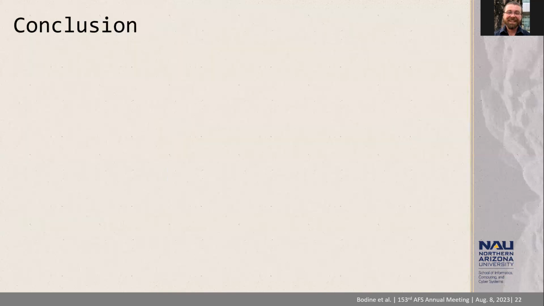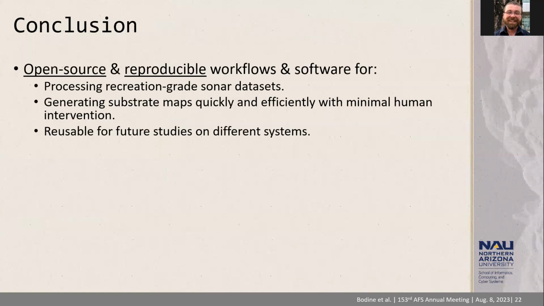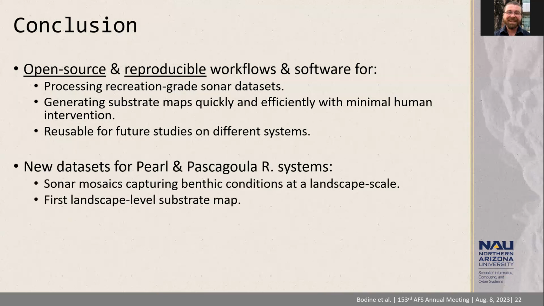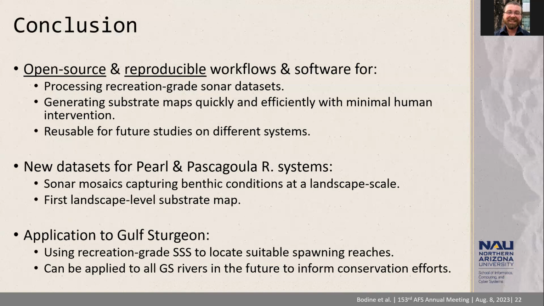In conclusion, I want to highlight the contributions of this research. PyMapper is an open source software that provides workflows for processing data sets from Humminbird recordings, automating substrate mapping, which can be applied to other systems in the future. New data sets provide the first complete picture of substrate distribution and benthic conditions on the Pearl and Pascagoula River systems. And finally, the maps facilitate locating suitable spawning reaches for Gulf sturgeon on these systems and others in the future.